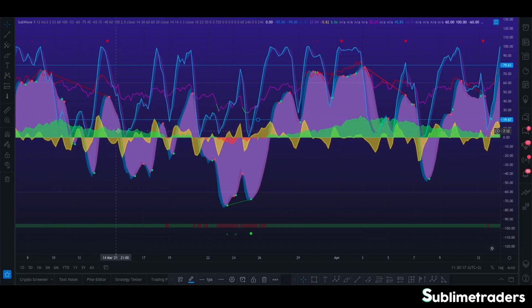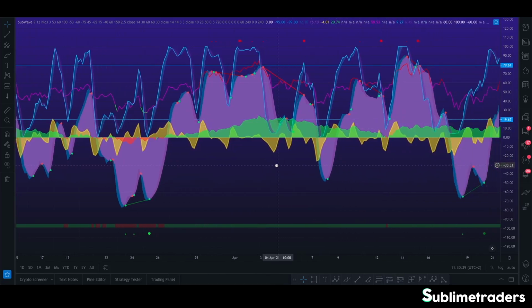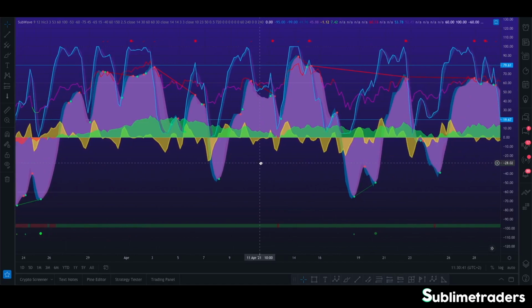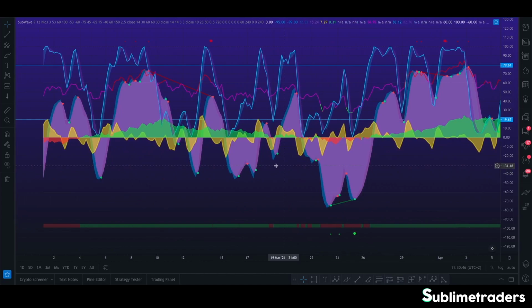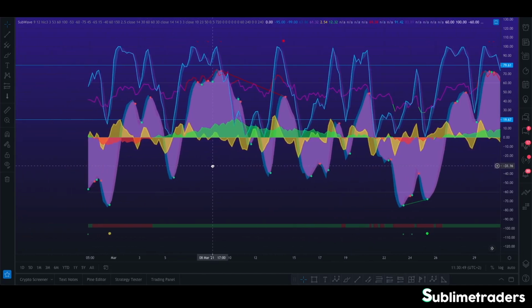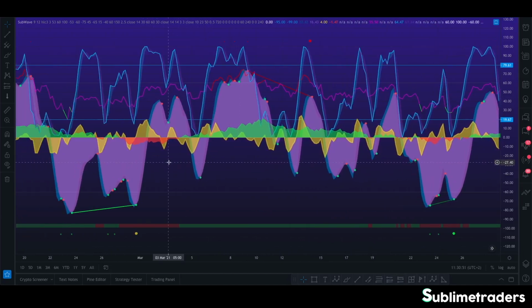The cloud that you see, green on the upper part and red on the lower part, is the money flow. So basically the amount of money that is flowing into and out of the market. When it's red, money is flowing out of the market. When it's green, money is flowing into the market. This is a very important part of the indicator, because it will allow us to precisely pick our trades and to estimate the time necessary for our trades.